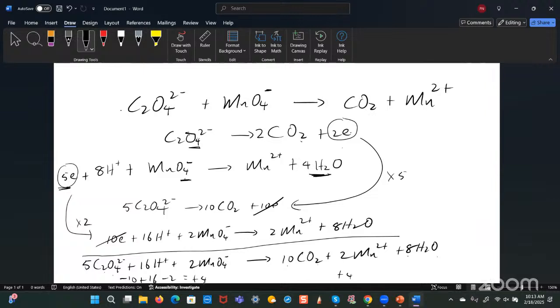So you're going to get 5 C2O4 2 minus, 5 times 2, 10 carbon dioxide, and 5 times 2, 10 electrons. So that's where this 10 comes from, and that 10 ends up down here. It was 5 times, balancing the electrons. Exactly. You multiply that equation by 5 because you want to balance the electrons, right? The number of electrons lost and gained must be the same, right? Any other questions?